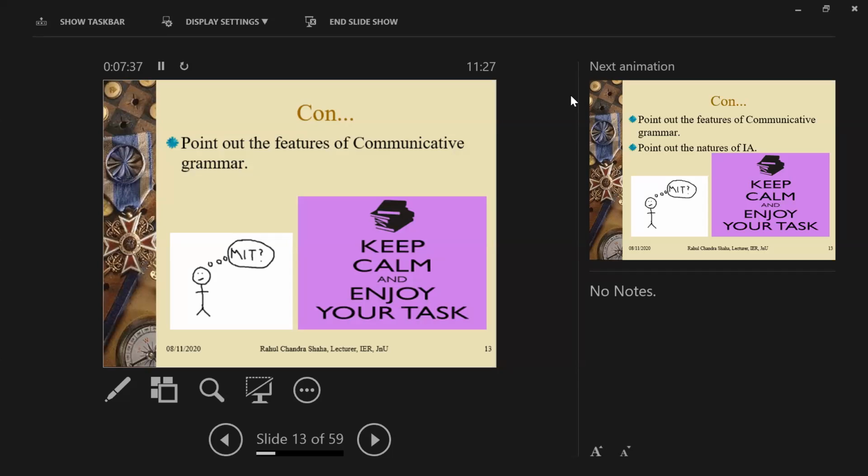Sir, communicative grammar includes competence and performance. Sorry, please clarify. Mr. Toha, please clarify again. Communicative grammar includes competence. Okay. So, is anyone else?